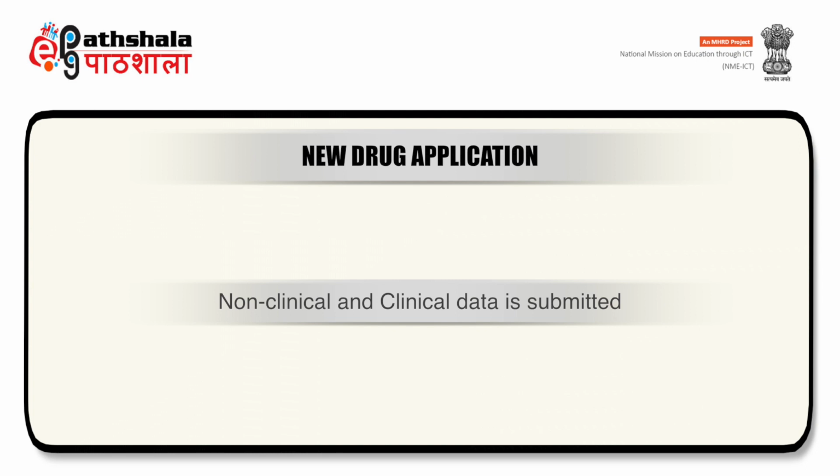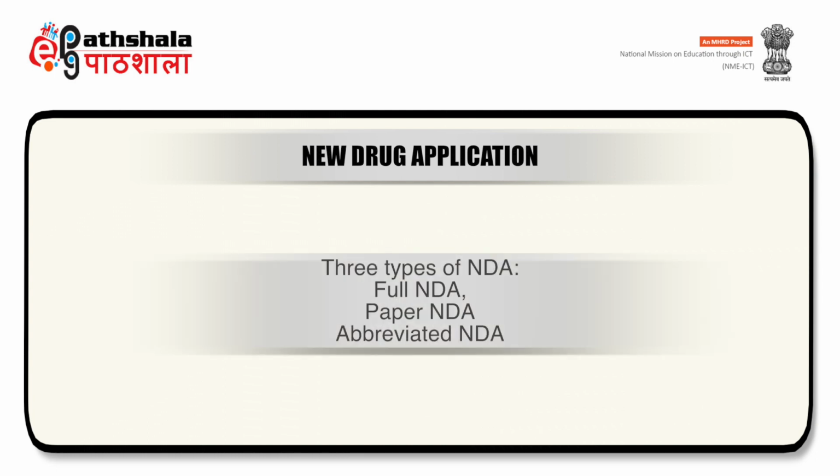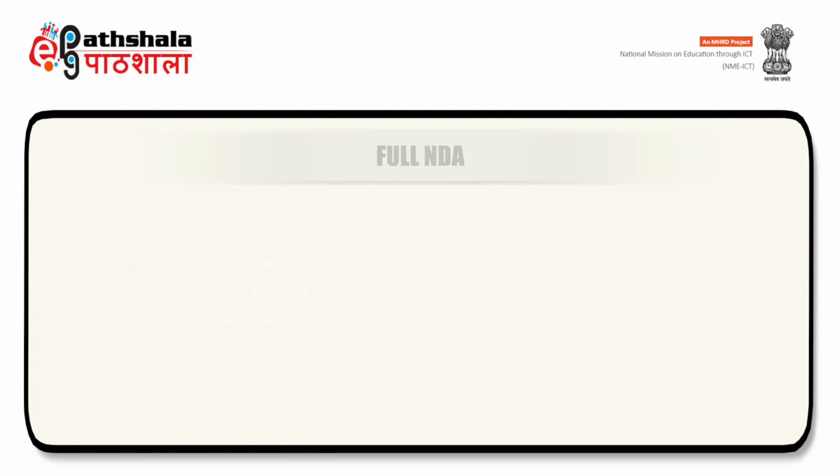The data includes the whole non-clinical as well as the clinical data. There are three forms of new drug application. The three types of new drug application are full new drug application, paper new drug application, and abbreviated new drug application. Coming to the first one, full new drug application.